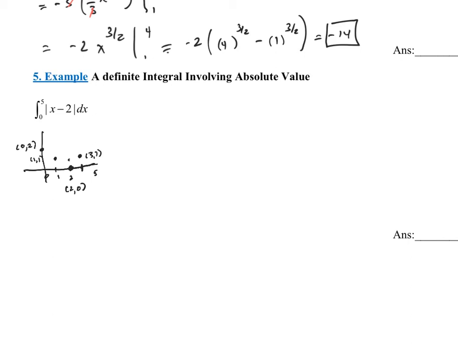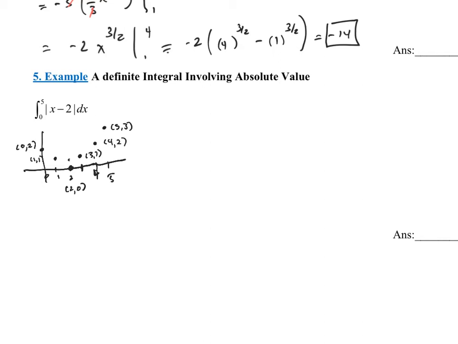It's 3, 1. If I plugged in a 4, 4 minus 2 is 2. The absolute value of 2 is 2, so I'm up at 4, 2. And if I plugged in a 5, 5 minus 2 is 3. Absolute value of 3 is 3, so I have this point 5, 3.